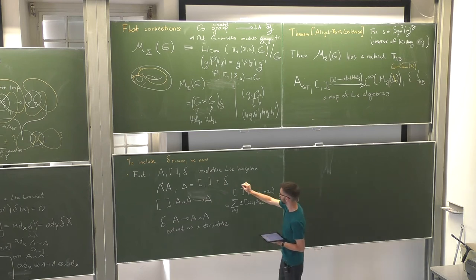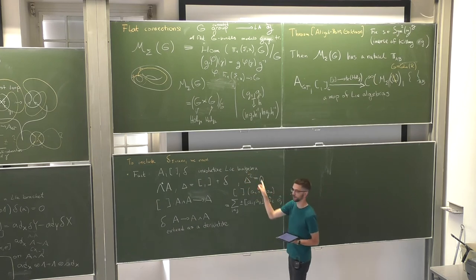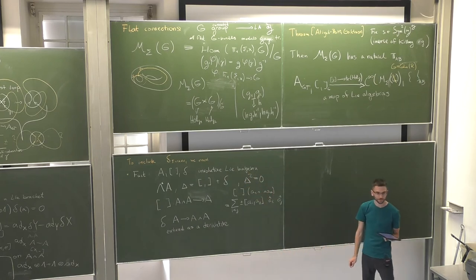Okay, and the claim is now that this delta squares to zero for involutive bialgebras.